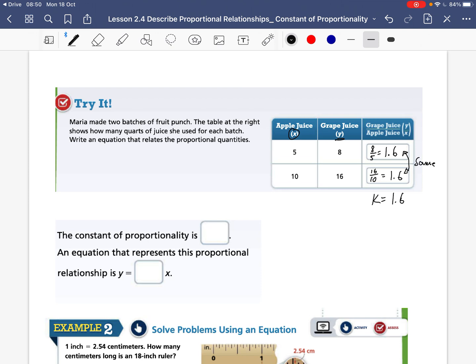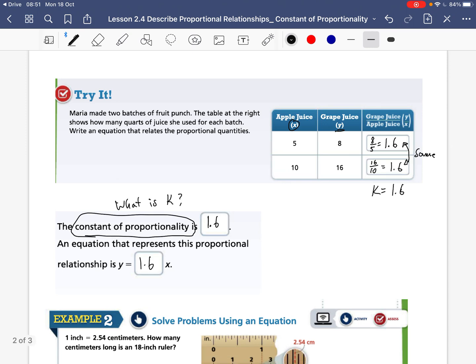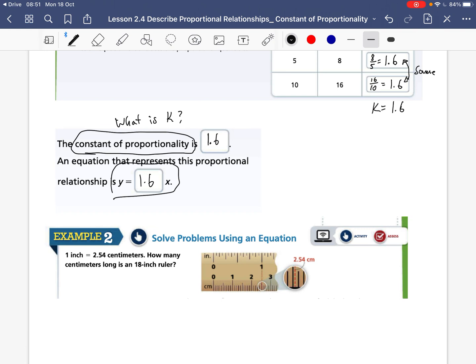So the constant of proportionality is a fancy way of saying what is k? K is 1.6. So an equation that represents the proportional relationship, go ahead and type that in, Edpuzzle. It is y equals 1.6x. That is our equation.